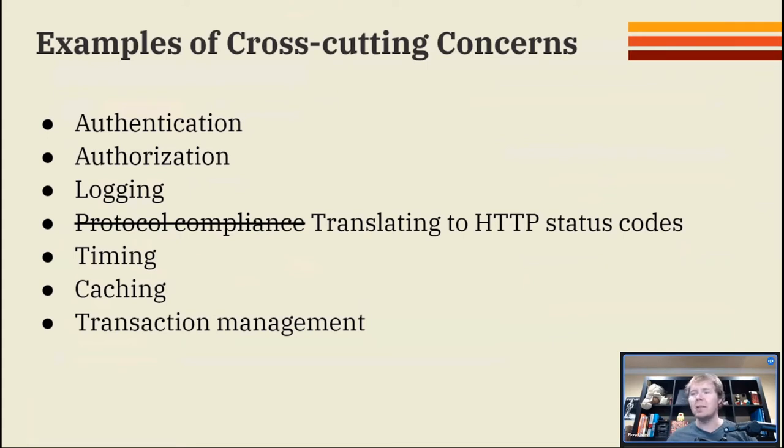Transaction management is another great example of a cross-cutting concern where, say, at the beginning of an HTTP request, we want to open a database transaction. And at the end, if it succeeds, we want to commit the transaction. If something goes wrong and an exception gets thrown, we want to roll back that transaction. This is a great example of a cross-cutting concern.